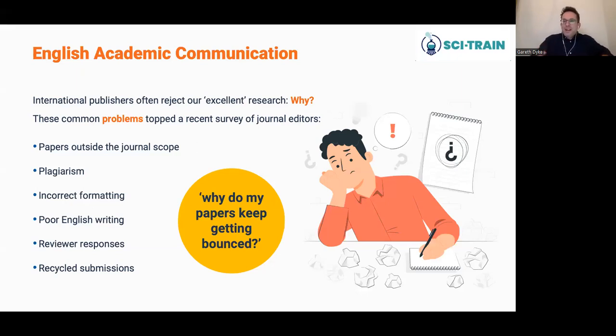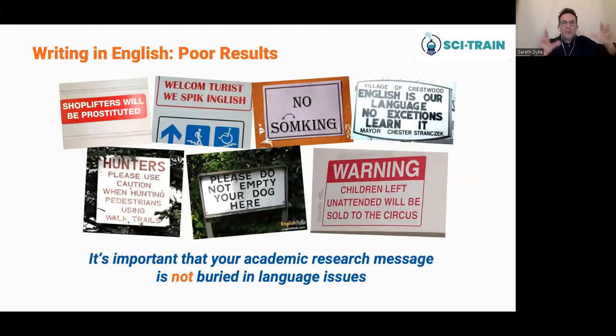And as I mentioned already, this is a very exciting time because we have gazillions of AI tools and other tricks and techniques that we can use to make sure that we don't fall into that trap of getting our papers rejected because of issues with the language. So, you know, I collect issues with English where you communicate in English and you make some mistakes, your meaning may be scrambled. And we don't want that with our research, because you've got fantastic research results that we want to share with everybody. It's important that your academic research message is not buried in language issues.